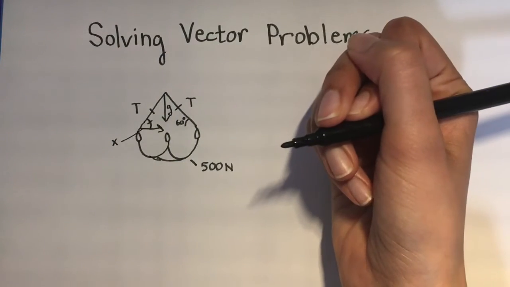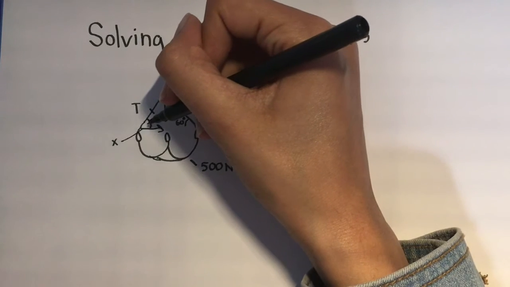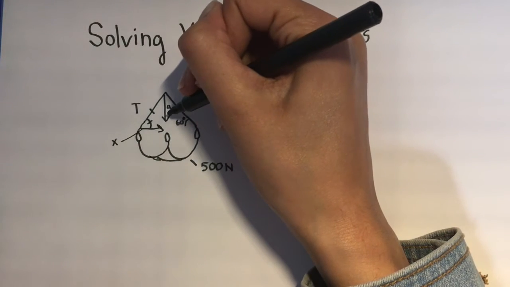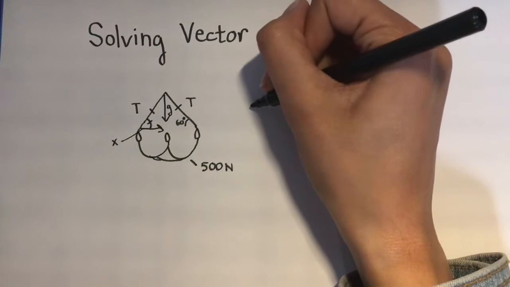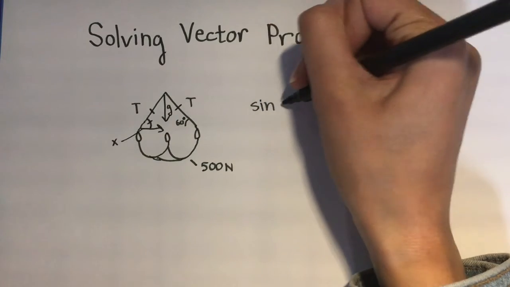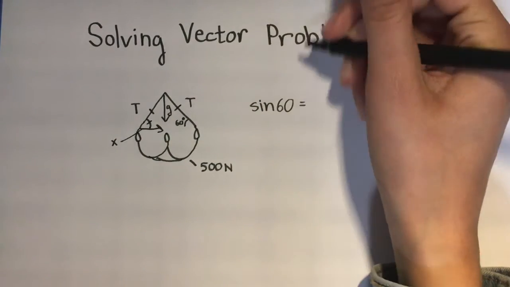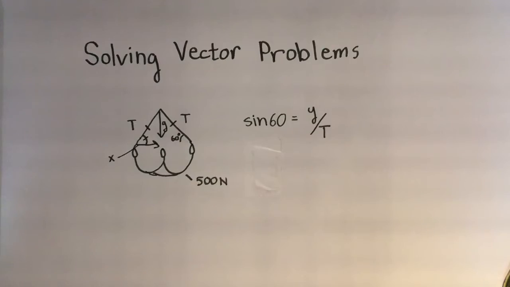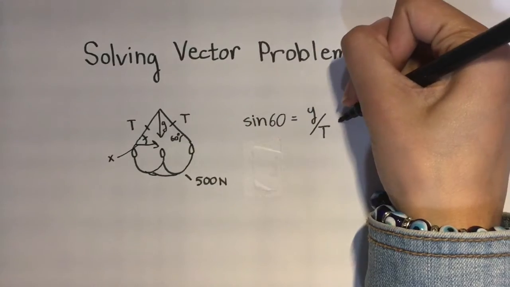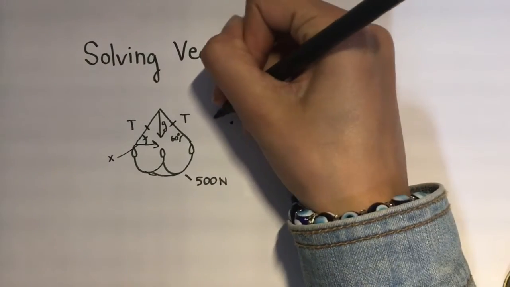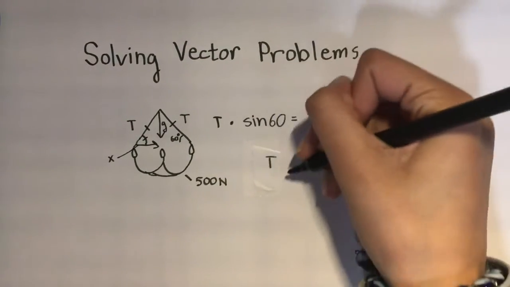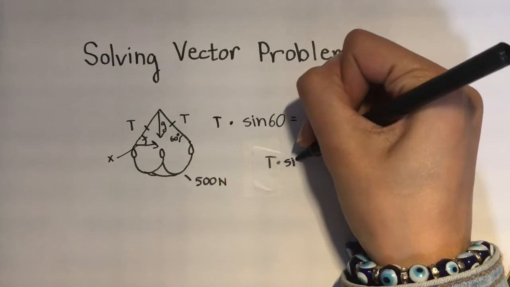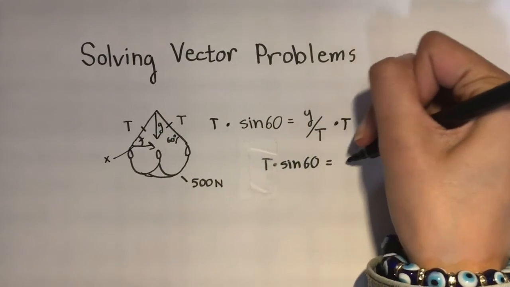Let's start with the y component. As we know, the sine of an angle is equal to the opposite over the hypotenuse, so sine of 60 is equal to the y component over the tension. Now, if we multiply both sides by the tension, we get T times sine of 60 is equal to the y component.